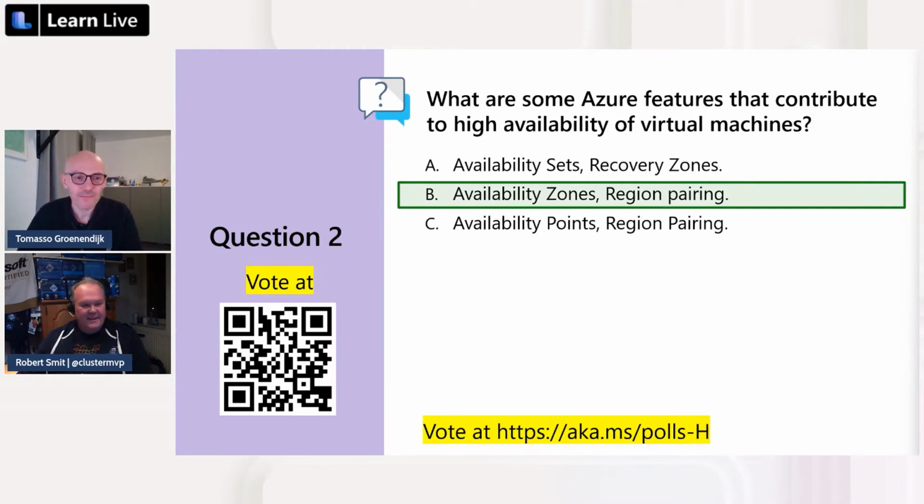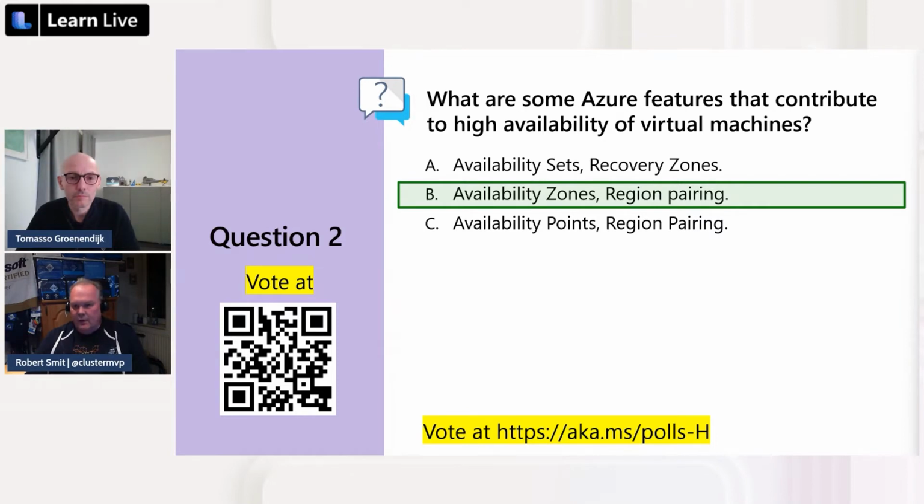Perfect. Our audience thinks so too, but we have a close call. I see it's almost 50-50. A lot of people thought it was availability sets and availability zones. Well, it can be tricky, right? It's a lookalike, but there's plenty of info on the Microsoft Learn site for that. So Tommaso, I think it's your turn, right?